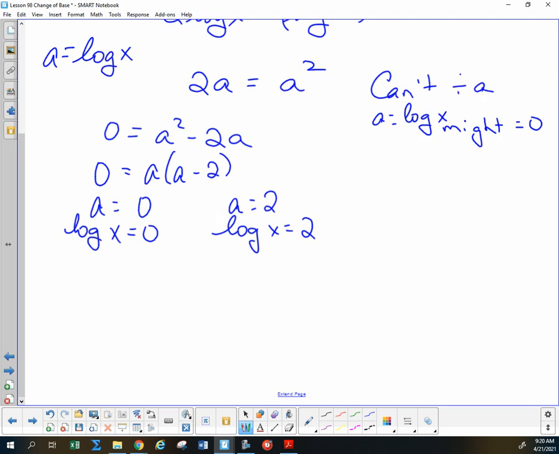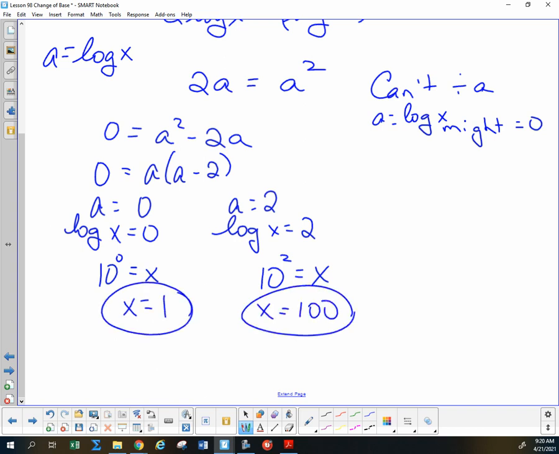And now I can convert those to exponential form. I can say 10 to the 0 is x, and 10 squared is x. So x is either 1 or 100. Thumbs up, thumbs down. Joe, I can't see you on screen anymore. Thumbs up, thumbs down in class.